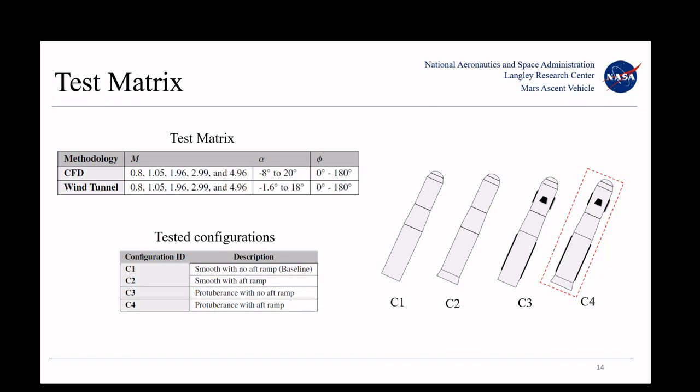But again, we're investigating the effects of configurations and how we can bound the uncertainties should we ever change configuration. We can bound these uncertainties using the data that we have. I'm not giving exact dimensions just because it's proprietary information, but just imagine there are protuberances on these vehicles.